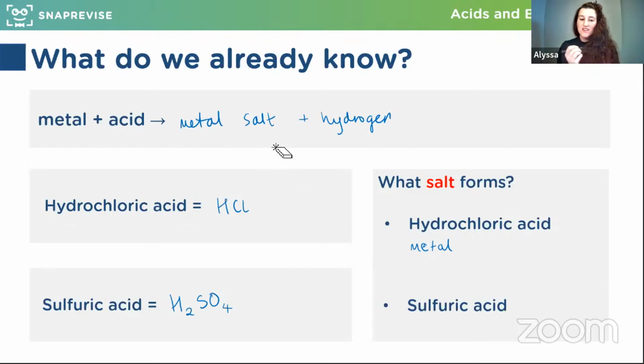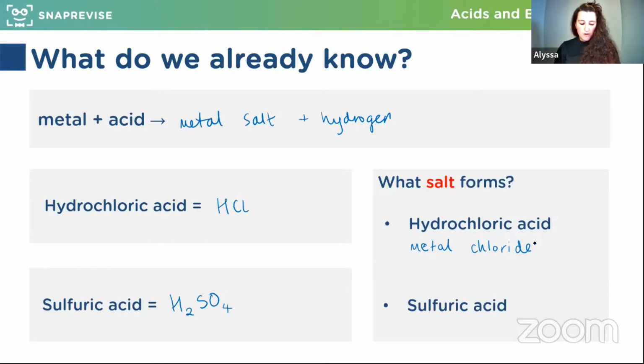Oh, good, well done, exactly right, a metal chloride. A metal chloride is formed, and again, we do need to know this. So if you add hydrochloric acid to a metal, you're going to form a metal chloride, whatever your metal was, chloride and hydrogen gas, fabulous.